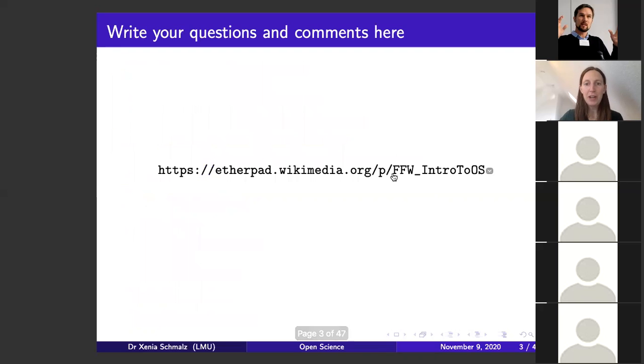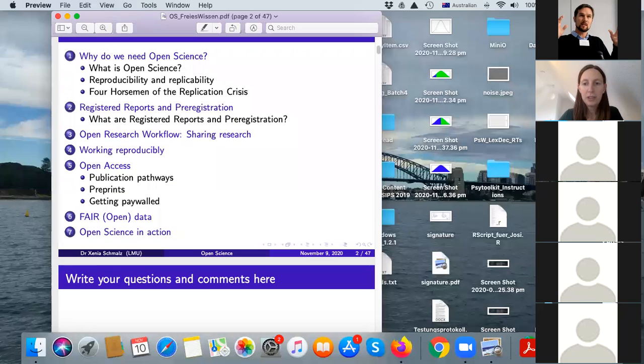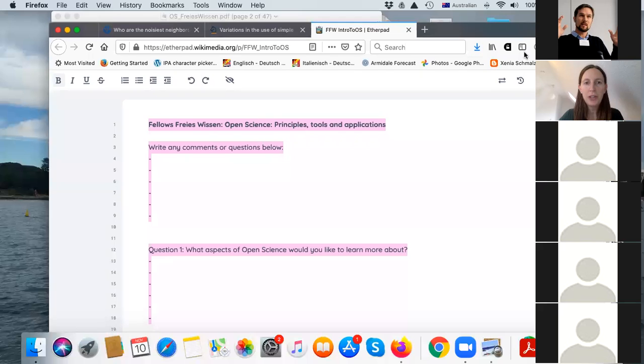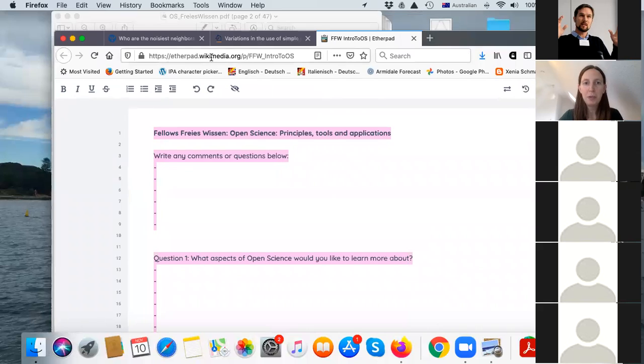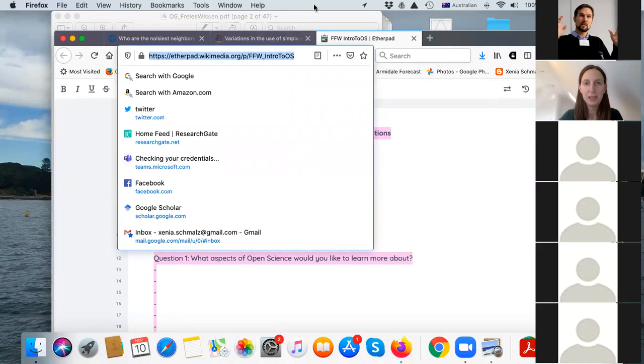So I have set up this Etherpad, which I will just quickly show you how it works. Now I need to figure out how to do it with my two screens. Can you see the browser with the Etherpad? I will post the link in the chat. Sorry, the screen is still new, so good.